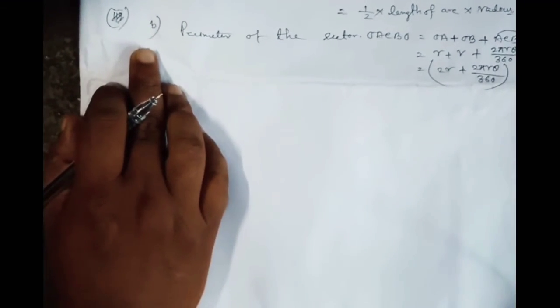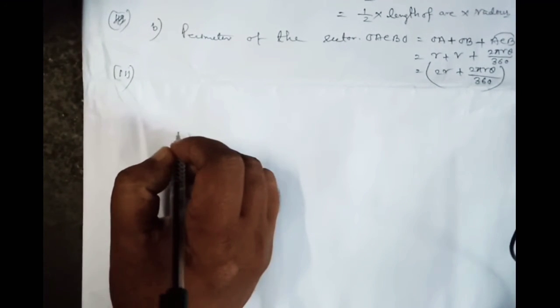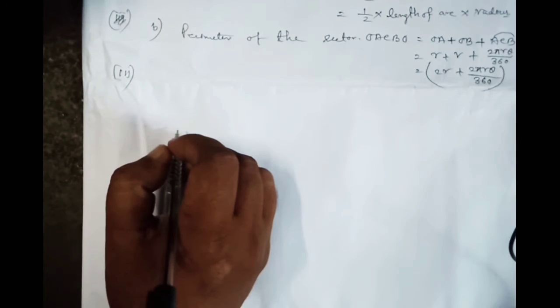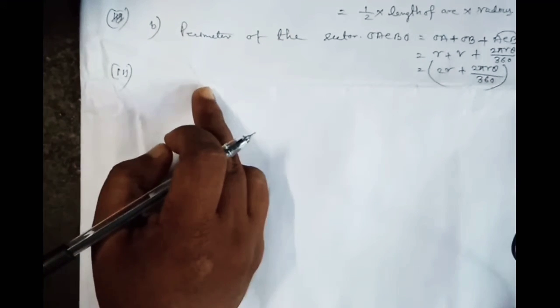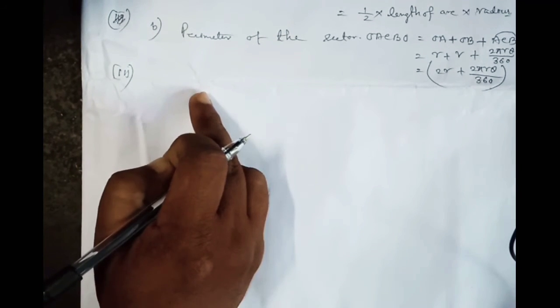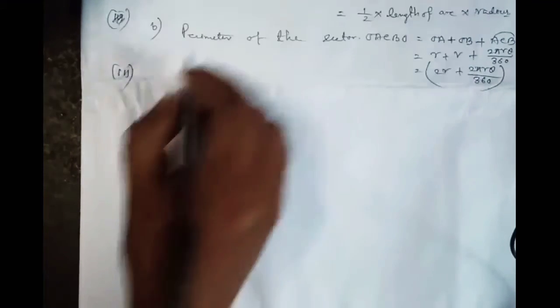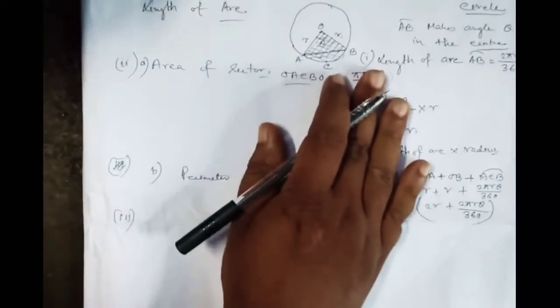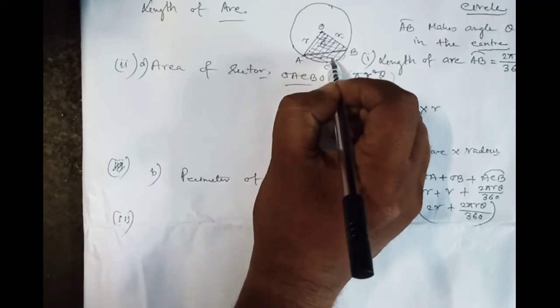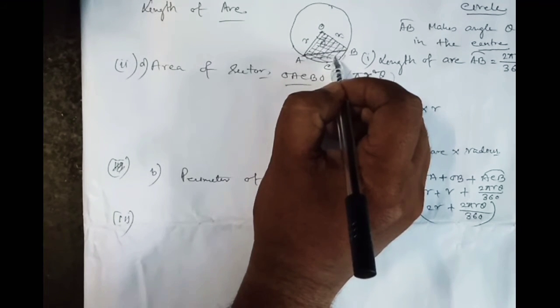Next, the third, area of the minor segment. That is, if we join this, the area ACBA will come, area of this segment. So the area of the minor segment.